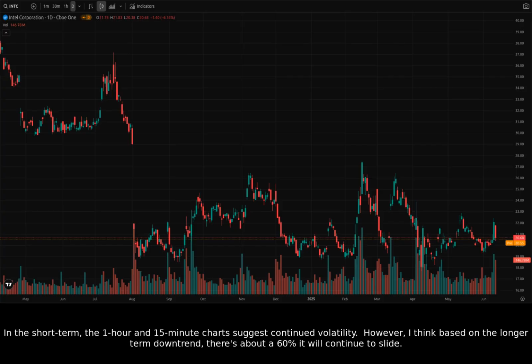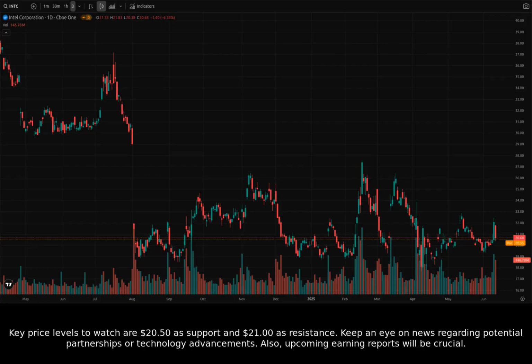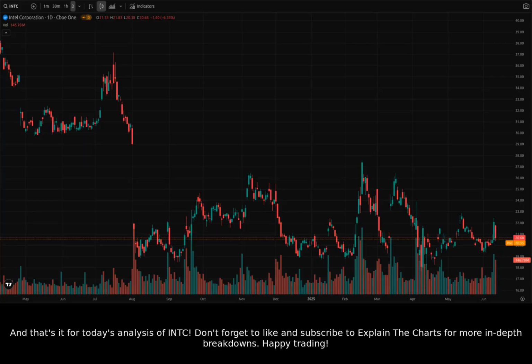In the short term, the 1-hour and 15-minute charts suggest continued volatility. However, I think based on the longer-term downtrend, there's about a 60% chance it will continue to slide. Key price levels to watch are $20.50 as support and $21 as resistance. Keep an eye on news regarding potential partnerships or technology advancements. Also, upcoming earnings reports will be crucial. And that's it for today's analysis of Intel.